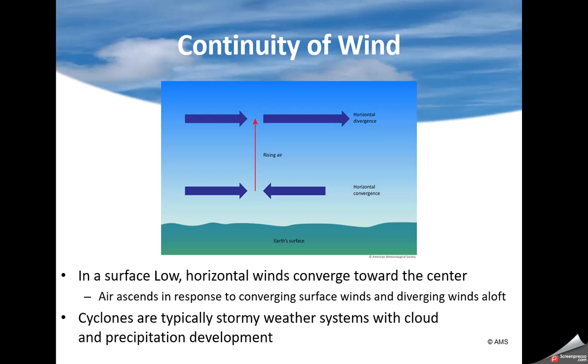It causes sinking air. Which ones are going to give you good weather? I want convergence aloft and divergence at the ground if I want sunshine. If I want clouds and I need some rain, I just want the opposite. So there you go. Now you've learned all you want to know, right? Probably not. But that's all we're going to talk about with how winds work.